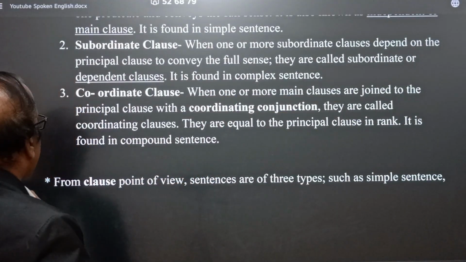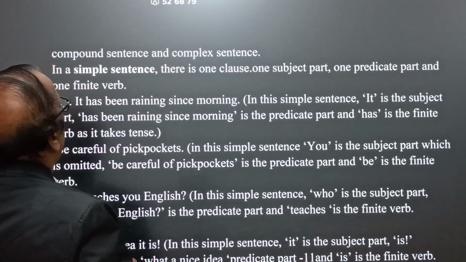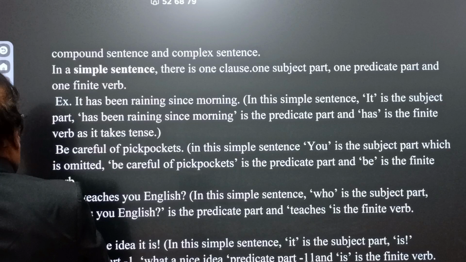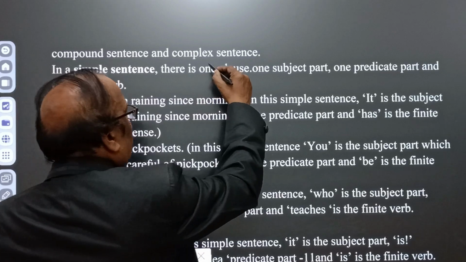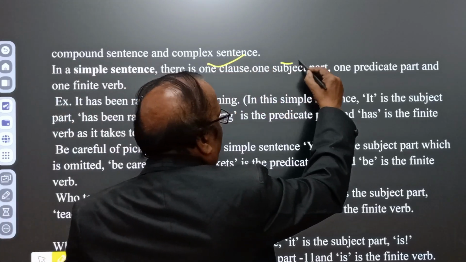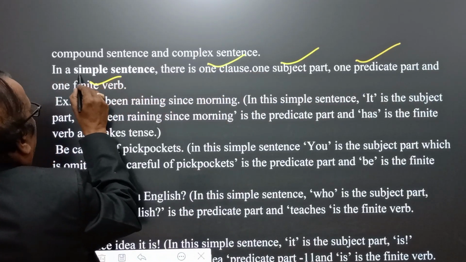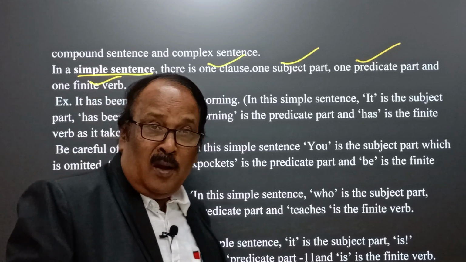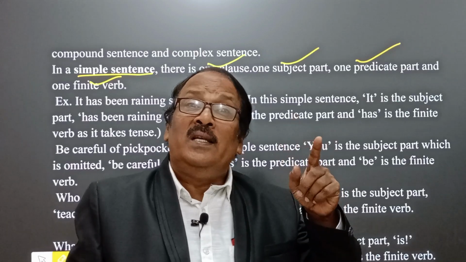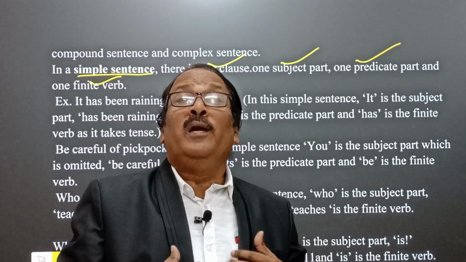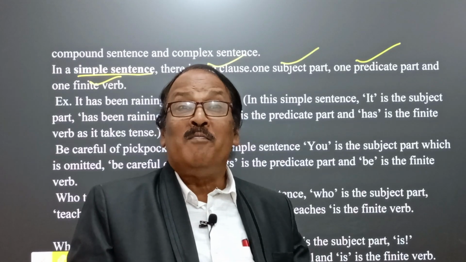Here, the other ideas we find in connection with the compound sentence. The matter is clear: in a simple sentence there is one clause, as I have already told you, one subject part, one predicate part and one finite verb. Yes, this is a simple sentence. My dear students, a finite verb means a verb which takes tense.